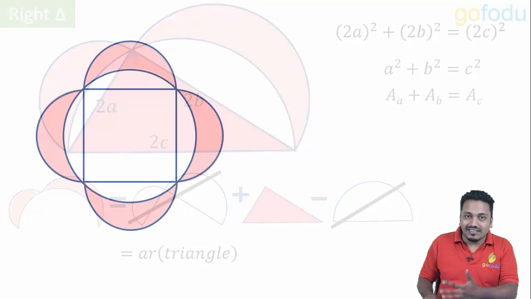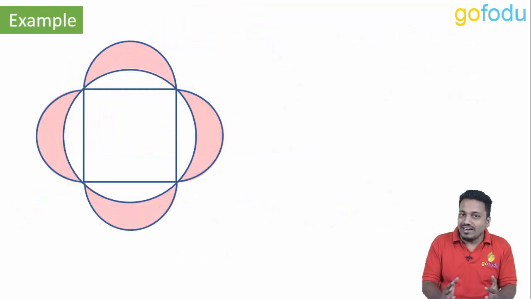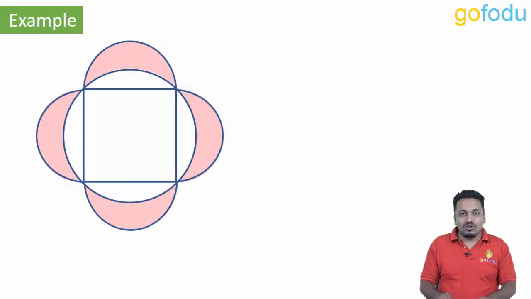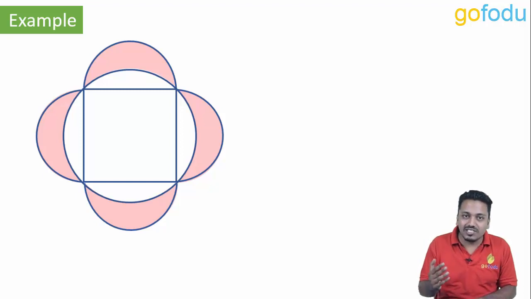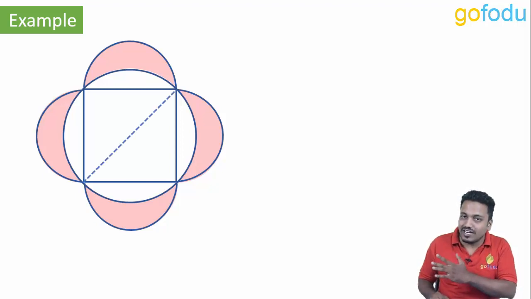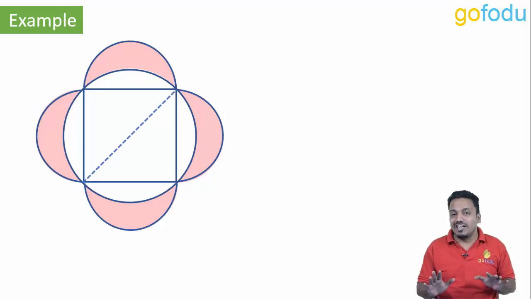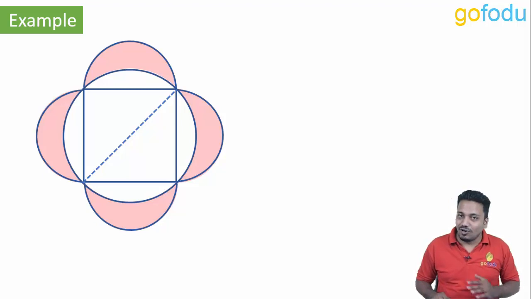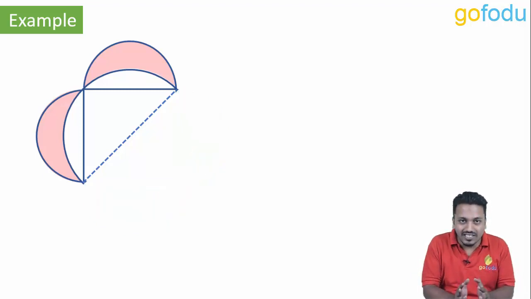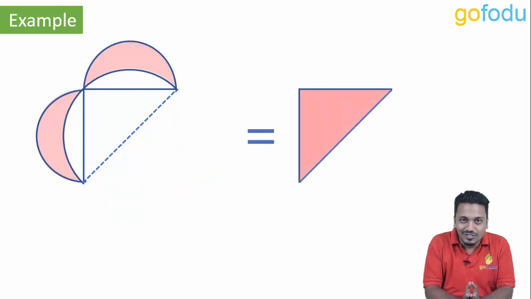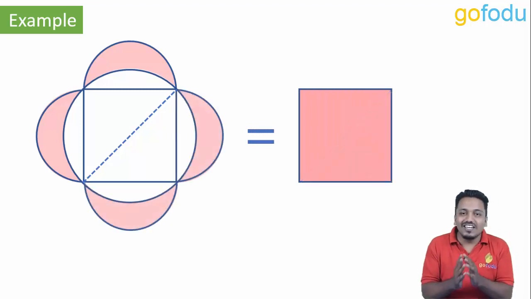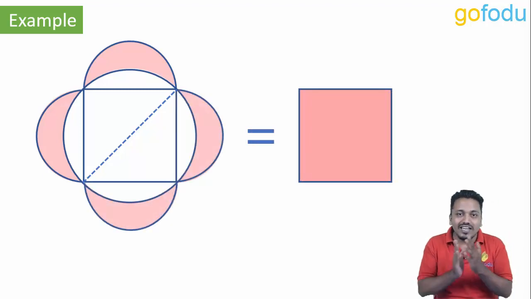Next, see this question. A square inscribed in a circle, and on all four sides of the square, semicircles are drawn. Find the area of the shaded region. If we bisect this figure in two, we get something familiar, right? Now for this figure, sum of shaded region is equal to area of triangle. So for the whole figure, area of shaded region will be area of square.